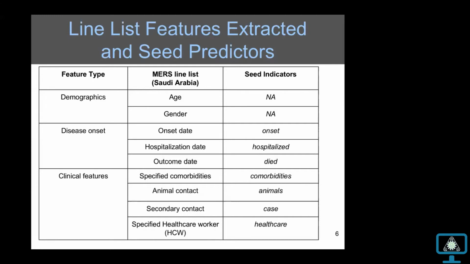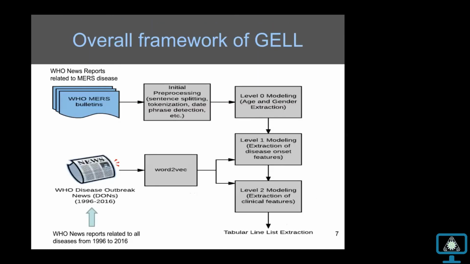And then we want to identify a whole range of clinical features for that particular incidence, including whether the patient came in contact with animals, any secondary contact, comorbidities, and anything specific to the healthcare workers, and so on. And on the right, you see the seed indicators that people use. These were suggested by epidemiologists. And like I said, these are not sufficient, but they provide you a first starting point to try to extract this type of information.